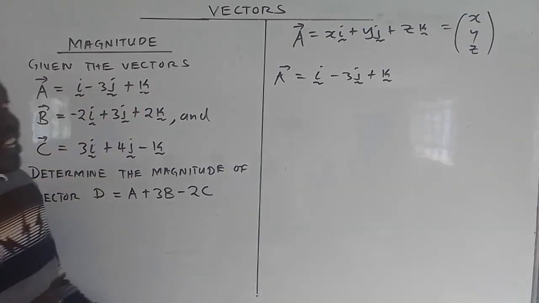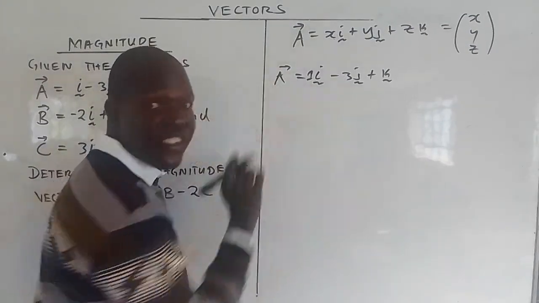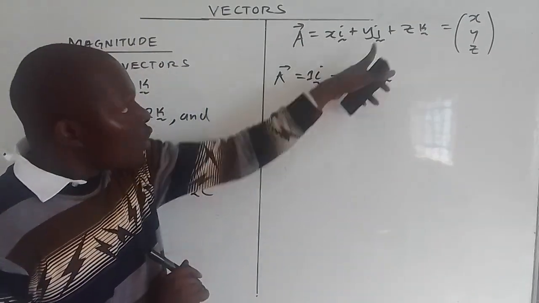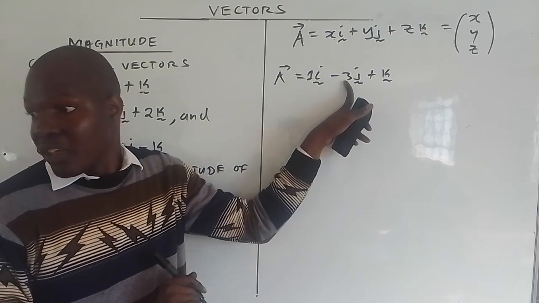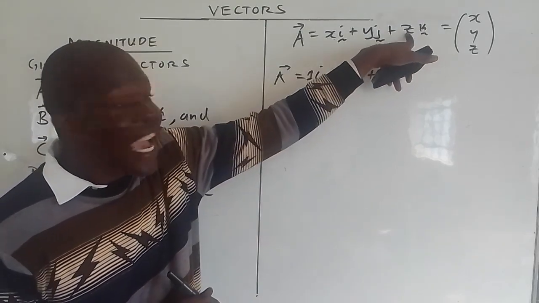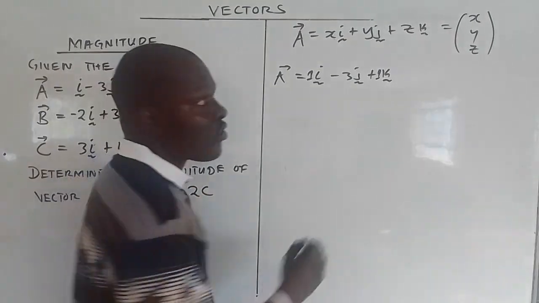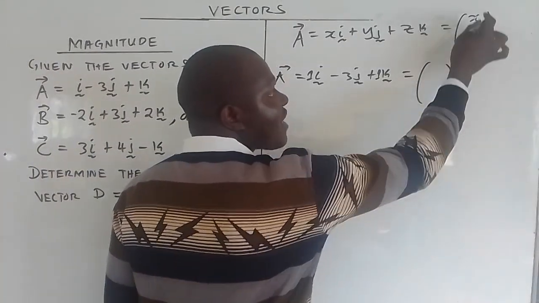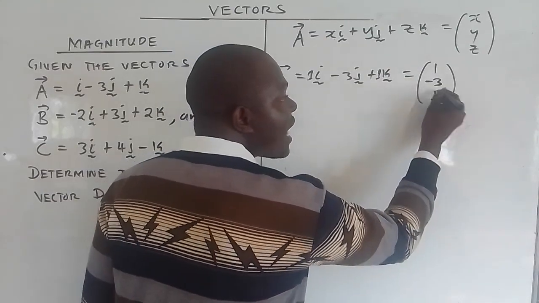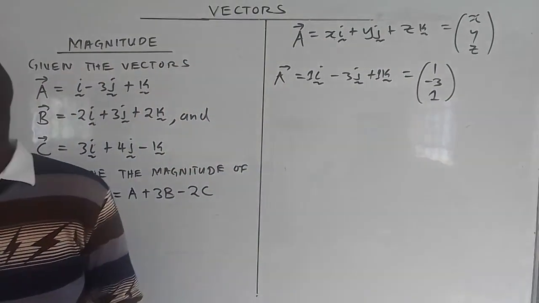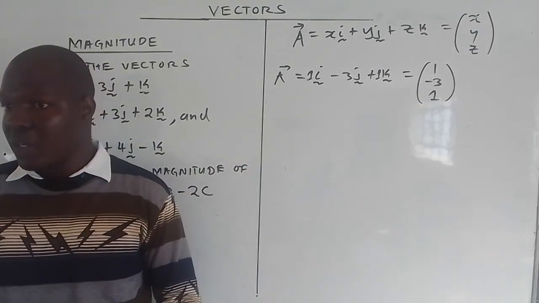So if you look at this, the coefficient of i is x, meaning you can see x is 1. Are you seeing that? The coefficient of j is y, meaning you can see y is negative 3. Are you seeing that? The coefficient of k is z, meaning you can see z is positive 1, isn't it? So this one is written in the form x, y, z, meaning x is 1, y is negative 3, z is 1. Have you seen? You've written the position vector A in column form. Are we together there?